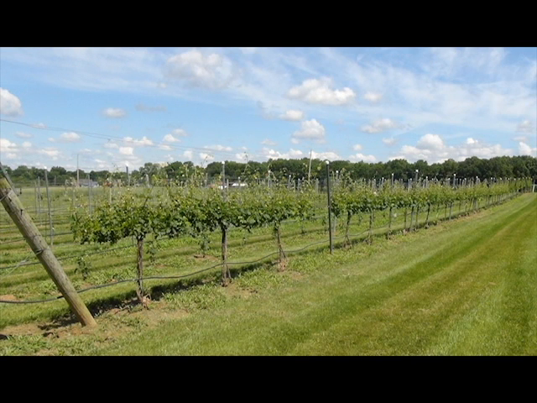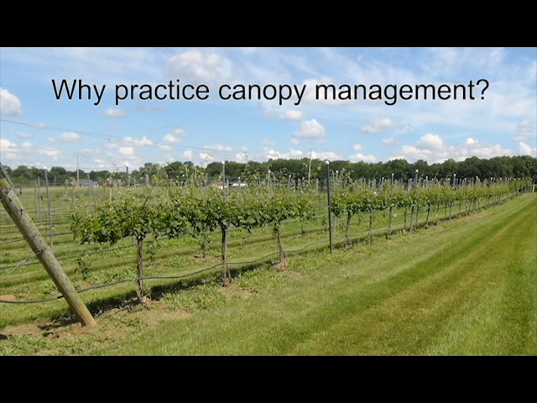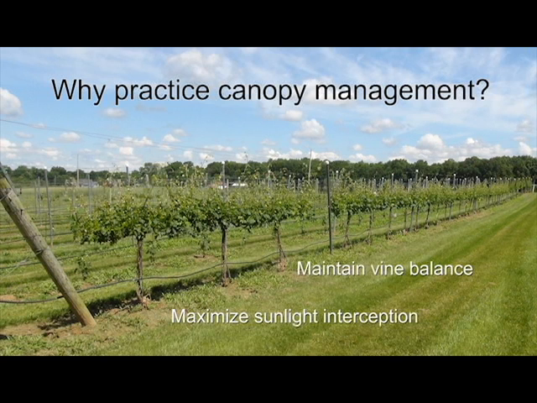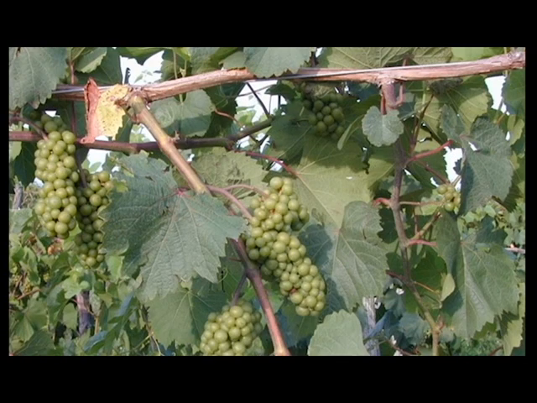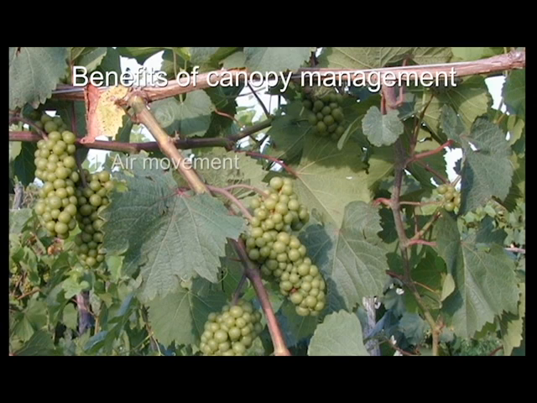Canopy management is applied to grapevines every year with the following purposes: to maximize sunlight interception, which minimizes shading, and to maintain vine balance between shoot growth and fruit production. Benefits of canopy management include increased air movement in and around the shoot system, which leads to faster drying time from rain and dew, and thus less disease pressure.